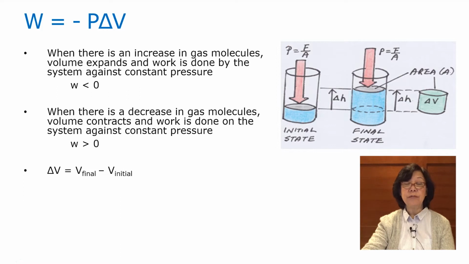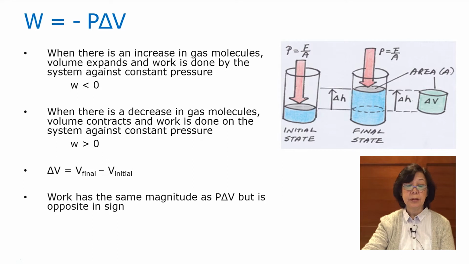Delta V, change in volume, is equal to final volume minus initial volume. Notice that work has the same magnitude as P delta V, but it is opposite in sign. And to convert from P times delta V, we have a unit of liter times atmospheric pressure. 1 of that is equal to 101.3 joules.